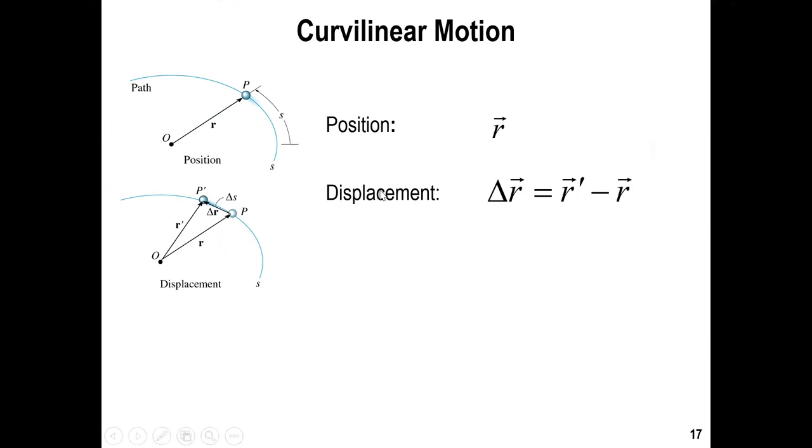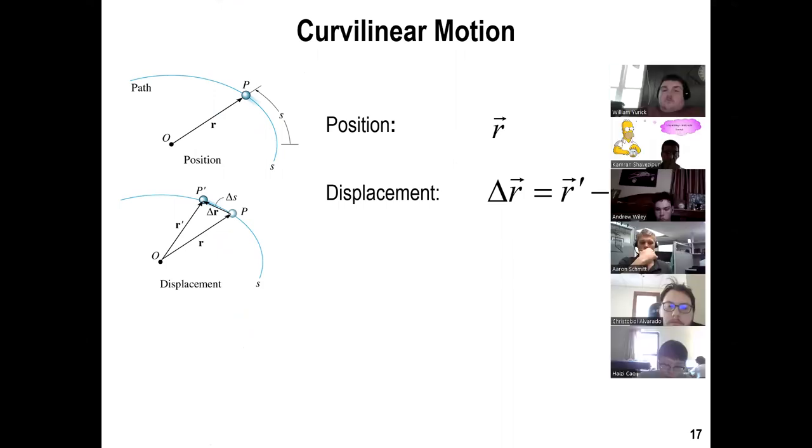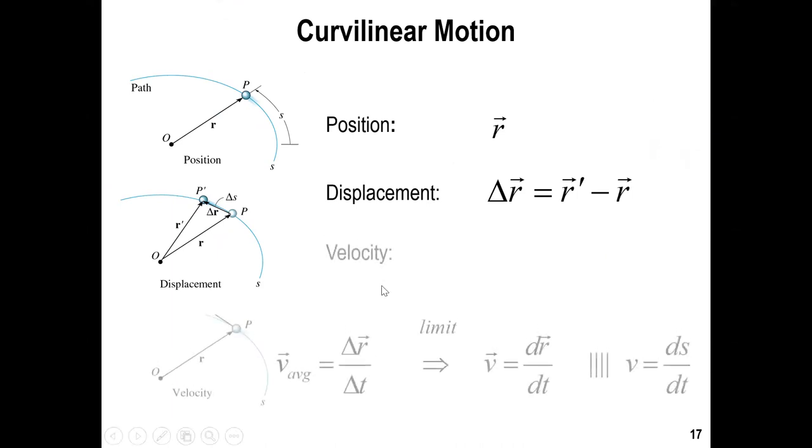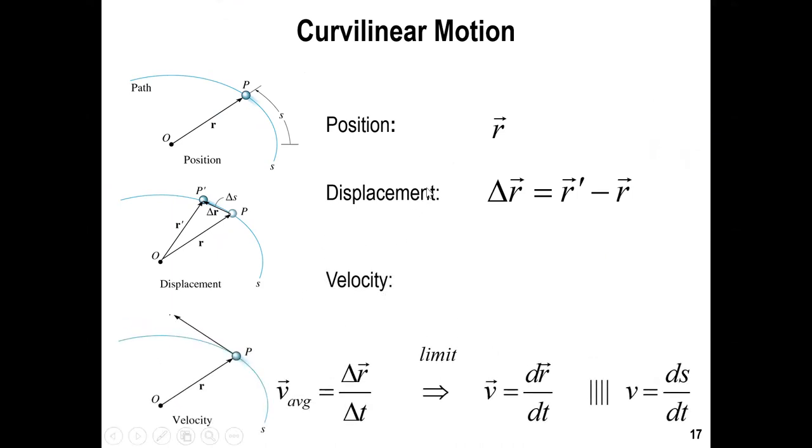So position, displacement, the next step. Colin, the next step? Velocity. Velocity, yeah. So we go for velocity. Again, for the average velocity, delta R, the displacement between time one and two, divided by delta t, which is t2 minus t1, right? Average velocity. Still, it's a vector.